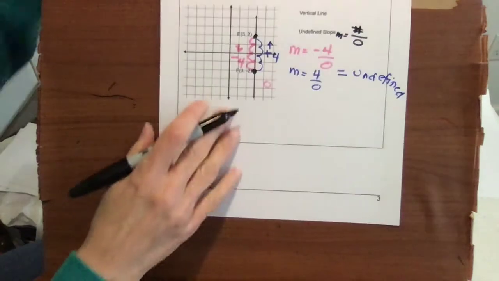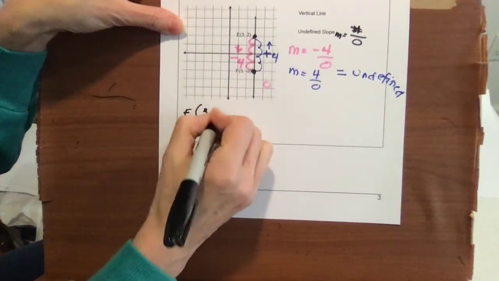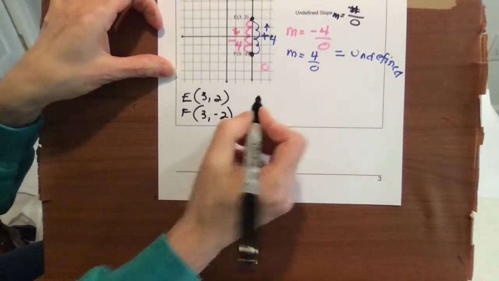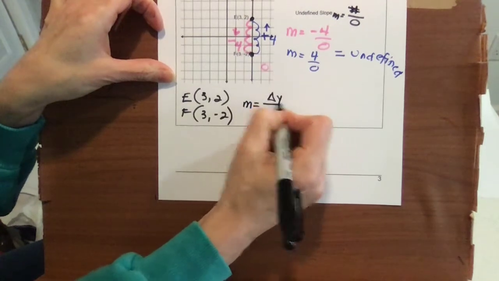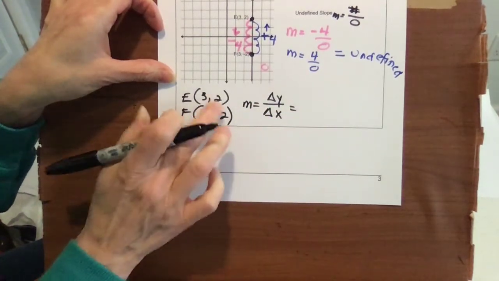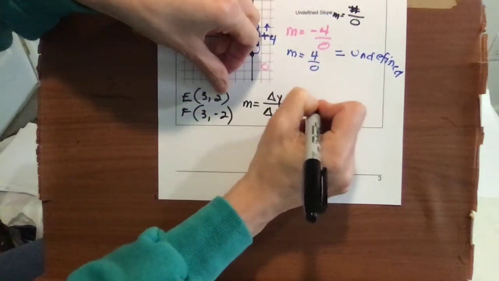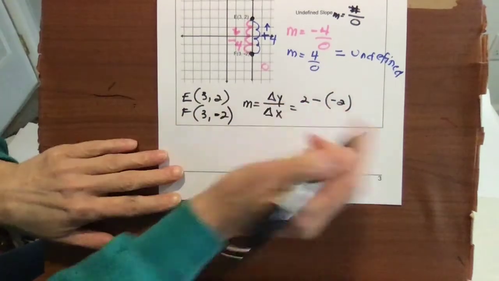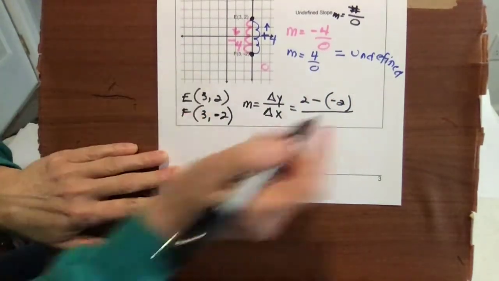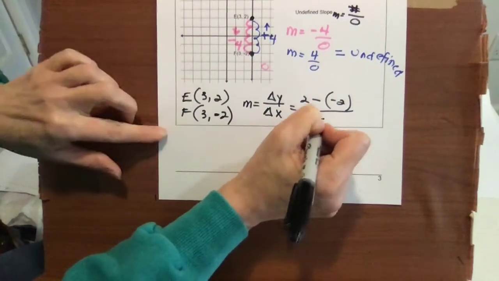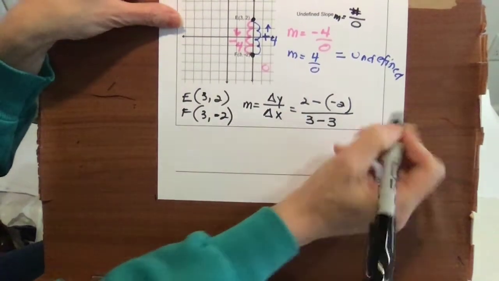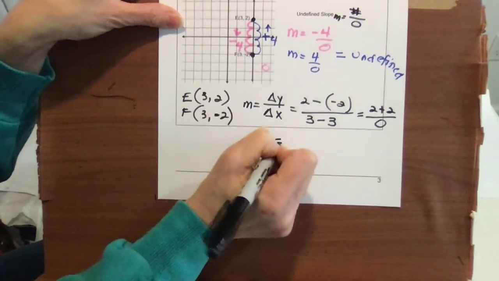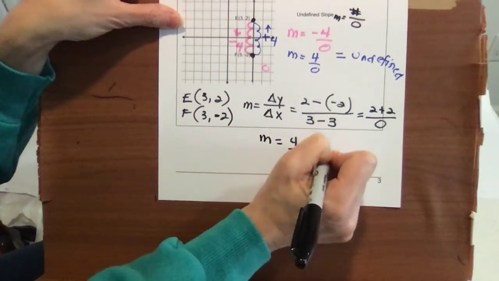All right, calculating. Our points were E at 3, 2, and F at 3, negative 2. So our slope is the change in y over the change in x. I'm going to take the y from E, which is 2. I'm going to subtract the y from F, which is a negative. Remember, it has nothing to do with the minus sign. Then I'm going to get the x from E and subtract the x from F. I'm going to clean this up, and I'm going to get 2 plus 2 over 0. So our slope is 4 over 0, which is undefined.